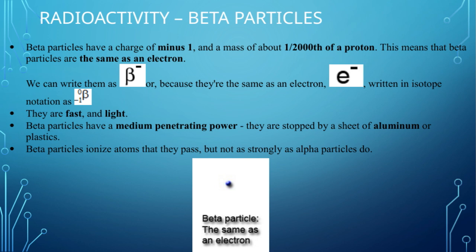Understanding beta particles is crucial because they play a significant role in both natural decay processes and various applications, such as medical imaging and treatments. They also help us understand the stability of atomic nuclei and how elements transform over time. So, as we explore this part of radioactivity, keep in mind that beta particles are a key component in the overall picture of nuclear decay and its practical uses.